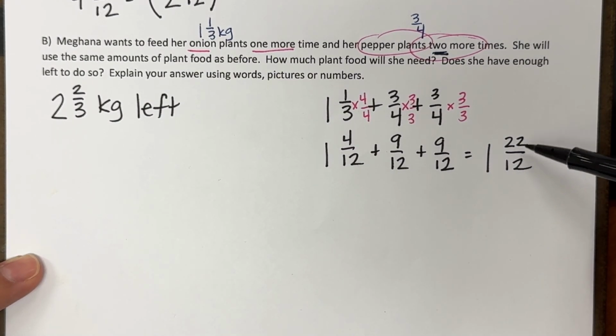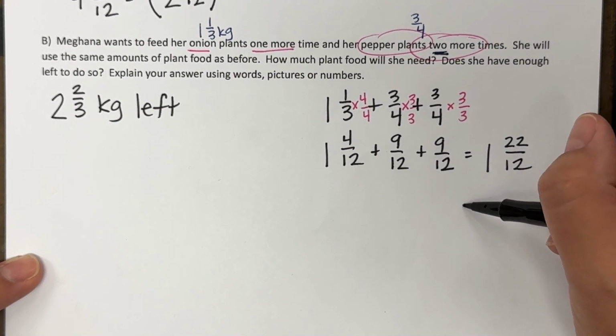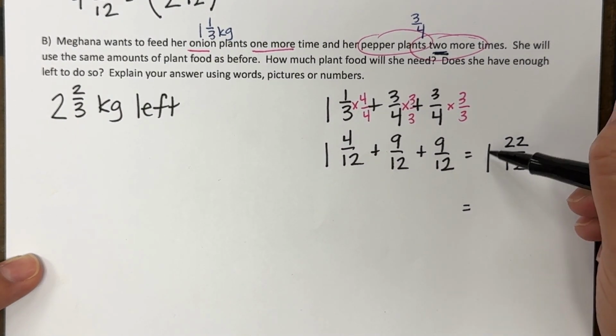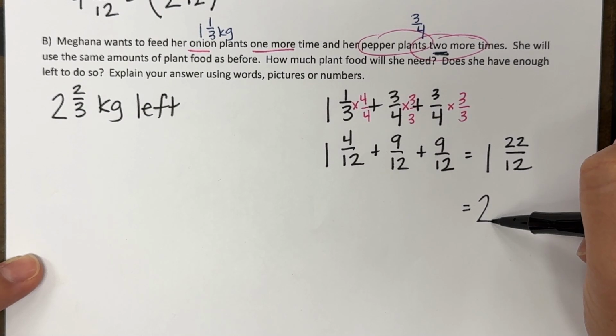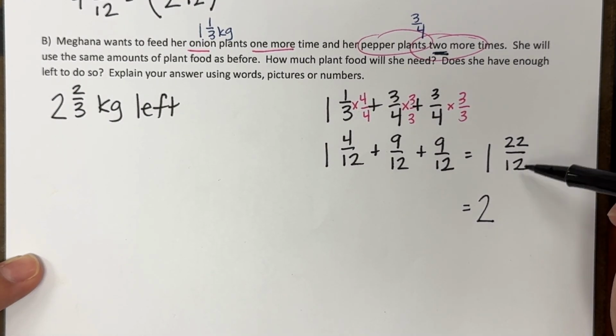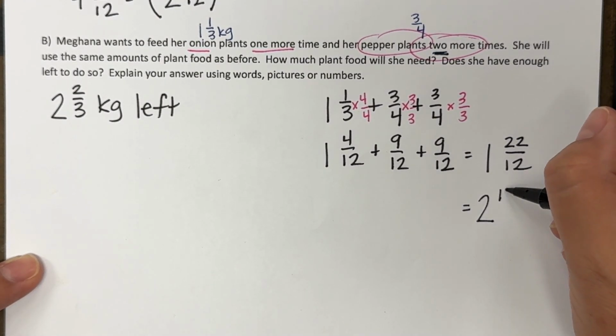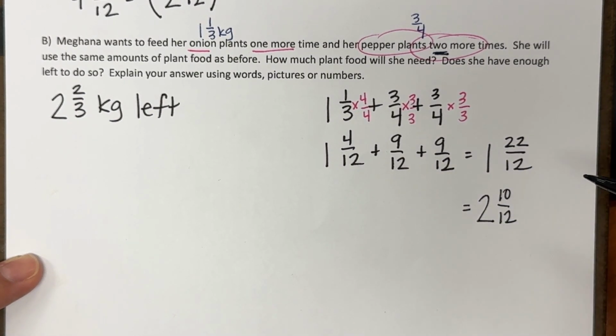Now if we were gonna convert this to a mixed number, if we're just converting 22/12, 12 goes into 22 1 time, so that's another 1 whole. So we're gonna take that 1 whole and add it to this one, so that gives us 2. And then we have 10 left over, so the difference here is 10. 2 10/12.